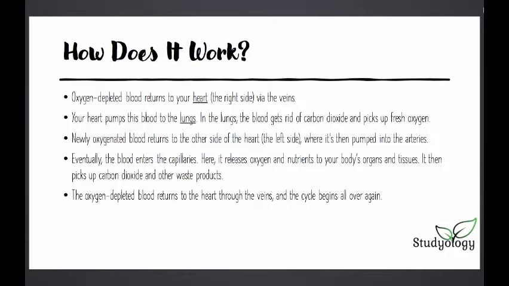Newly oxygenated blood returns to the other side of the heart, the left side, where it's pumped into the arteries. So this oxygenated blood from the lungs goes to your heart again, to the left side of your heart, and from there it is pumped again, where? To the arteries. Eventually the blood enters the capillaries. So from the arteries it eventually enters the capillaries, or tube-like structures.